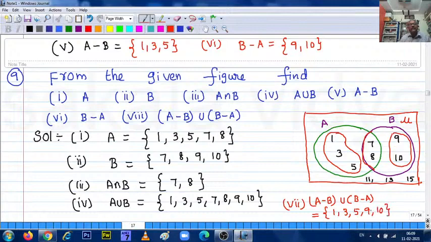I hope you have understood everything: A, B, A intersection B, A union B, A minus B, B minus A, A minus B union B minus A. I hope you will understand everything.